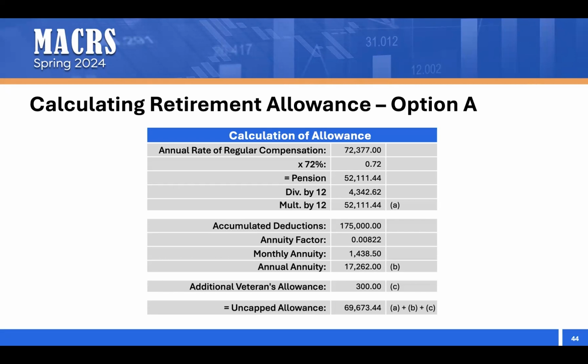$17,262. This person is a veteran. The person has more than 20 years of service, so is eligible for the maximum $300 veteran allowance. So the uncapped allowance for this person under option A would be $69,673.44.